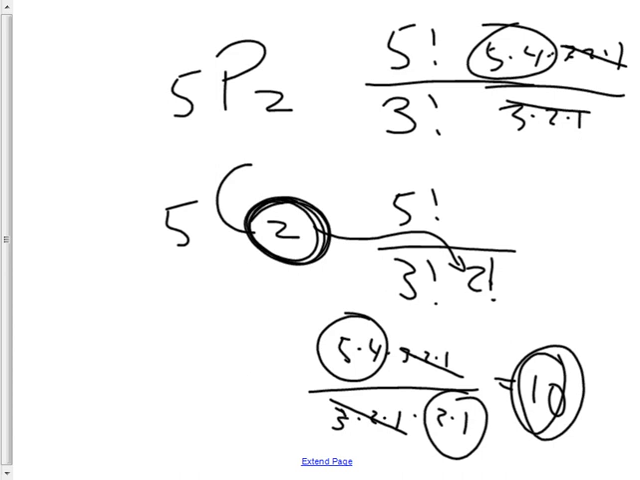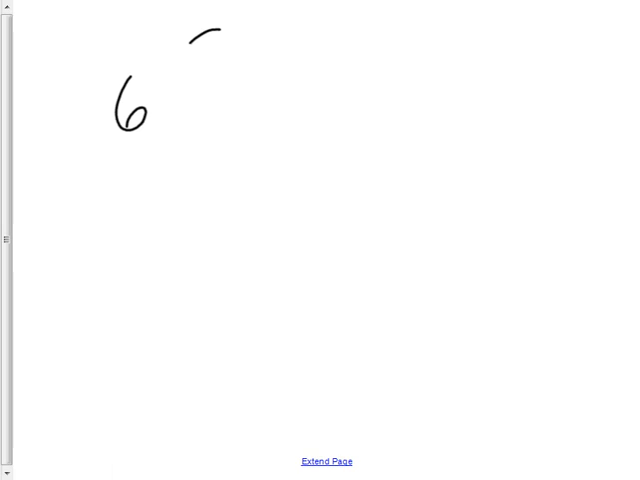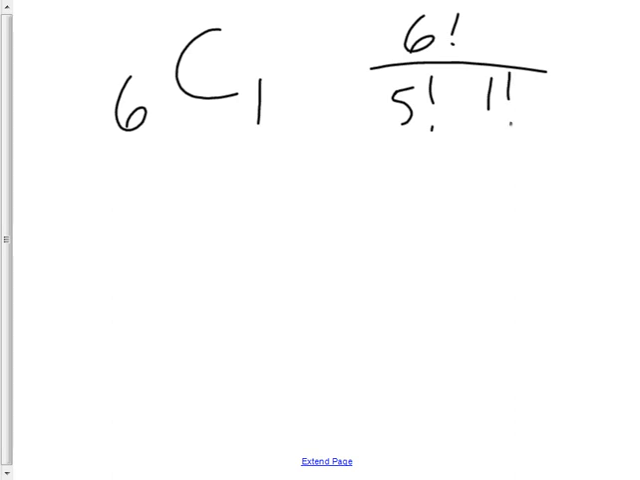All right, let's try another one like that. Let's say you had 6C1. Yes, sir. You know the answer already? How did you figure it out so fast? Perfect, and that is super simple because almost everything cancels. The answer is 6. Very good, you got it quick. Because it's 6, 5, 4, dot, dot, dot, over 5 times 4, dot, dot, dot, and then one factorial is just 1. Then this cancels, and this cancels.